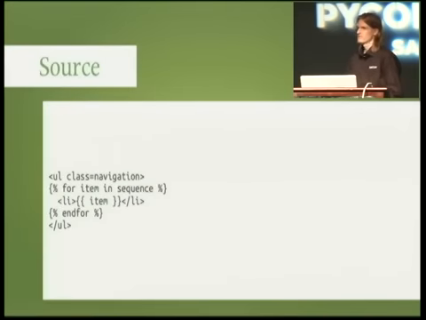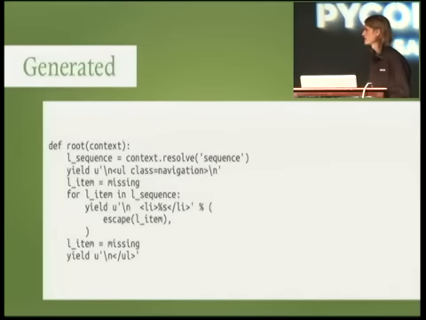This is the very basic for each item in sequence. You assign, you print the item. And this is what the code looks like when it's generated. It knows that the code needs the sequence variable, so it looks it up. Then it yields the first part of the template, then it assigns missing to L item. I'll get to this in a moment. And then for each item in the sequence, it yields a string with the escaped item value.